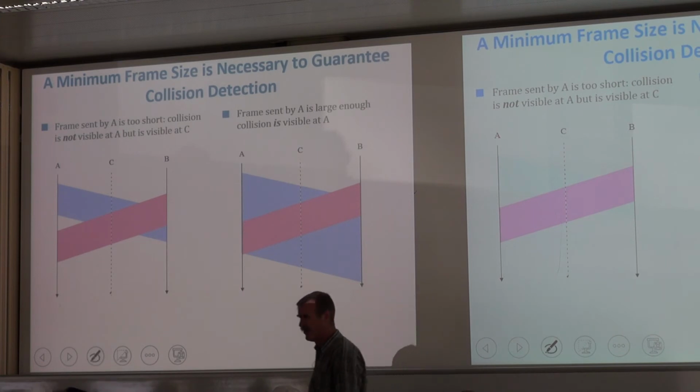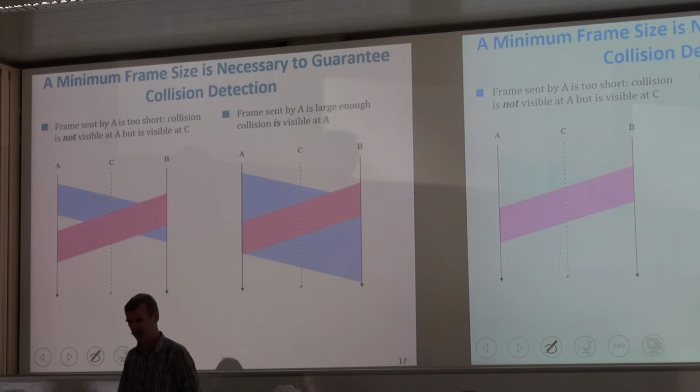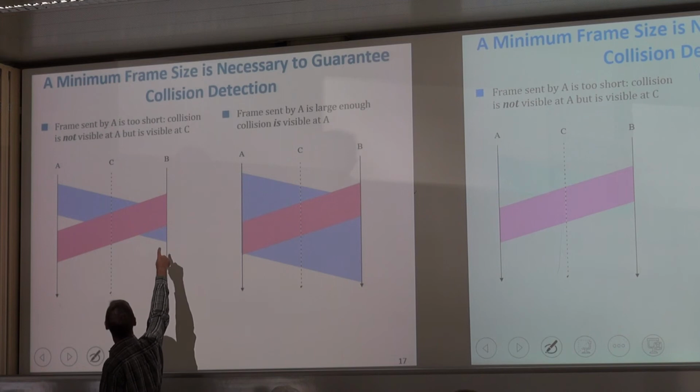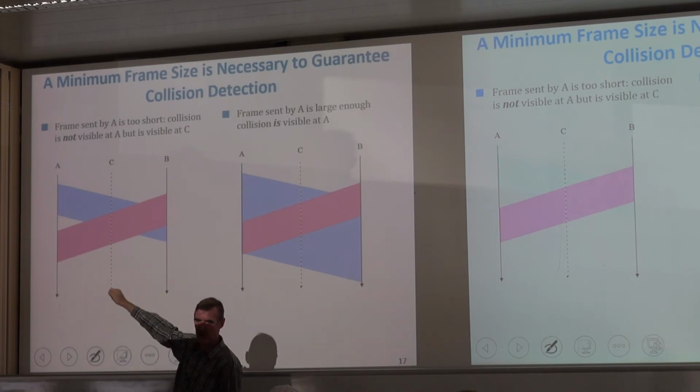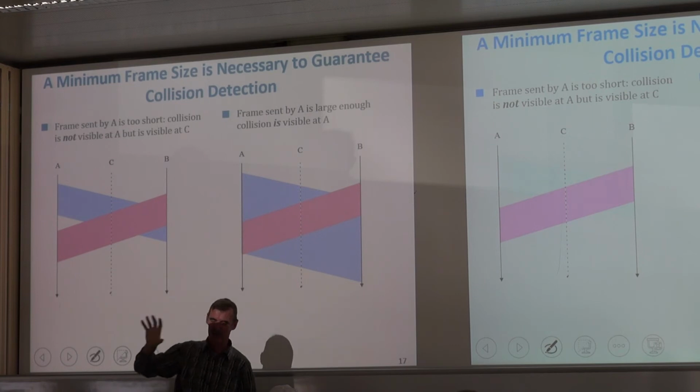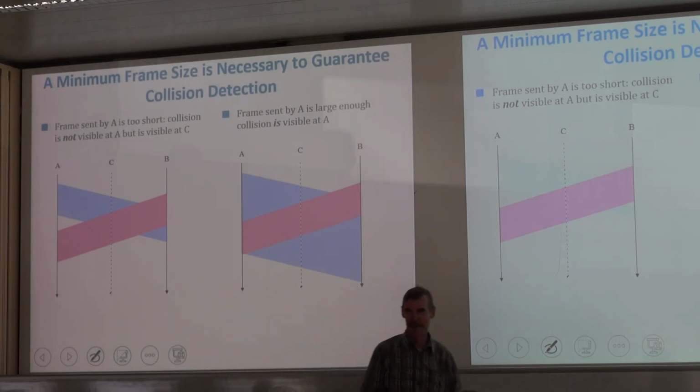Yes? Why doesn't B sense the collision when it receives the piece of blue? Well, we assume here B senses the blue thing, so it stops, but because it's jamming, it sends a jam signal, to make the collision long enough. Sorry, I said it wrongly. B has sensed the collision, but A hasn't sensed it.